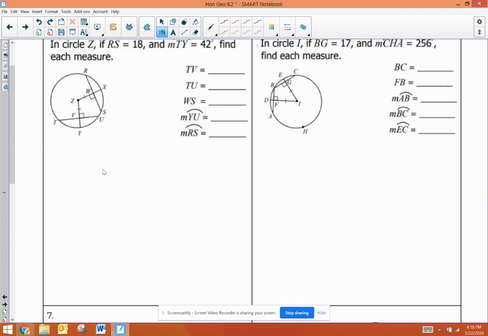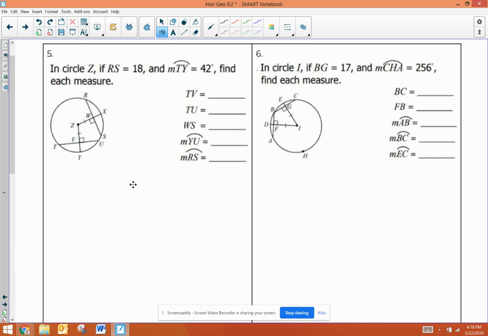All right, here we go. Last page of notes. So sad. I just want to do this all day.